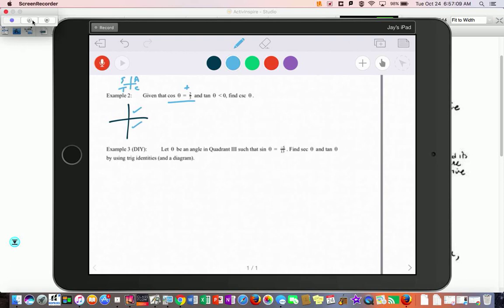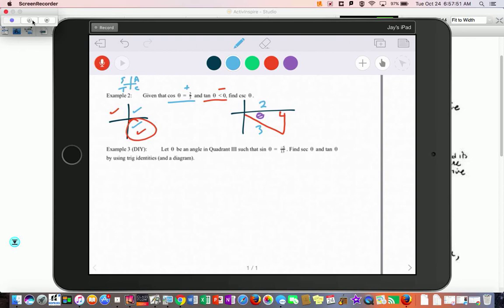Now the second clue that they're giving us is that tangent is less than 0. What that means is that tangent is negative. Well, tangent is positive in 1 and 3, so it must be negative here and here. And so what I know now is that I'm going to draw a triangle in the fourth quadrant, where the double check mark, the overlap, happens. And so now I draw my right triangle, and then I go cosine. So cosine is adjacent over hypotenuse, 2 over 3.